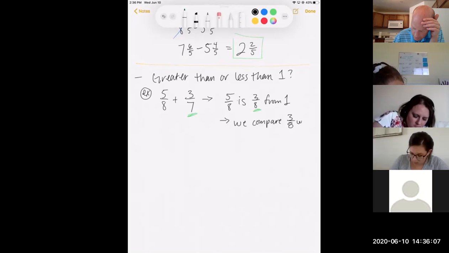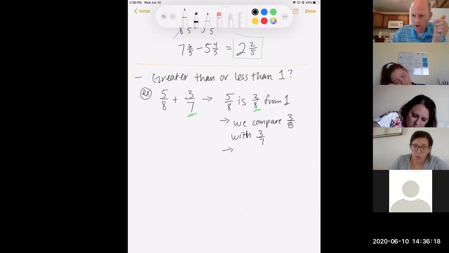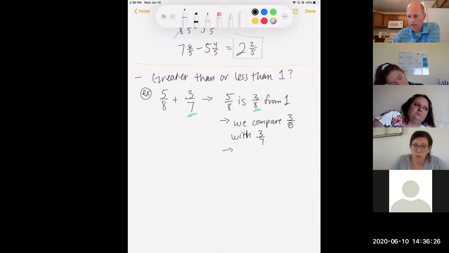Three-eighths with 3/7. Because we can compare those two, we can know if the sum will be greater than or less than 1. Is 3/7 big enough to put the sum over 1, or is it not big enough to put the sum over 1? What do you guys think?